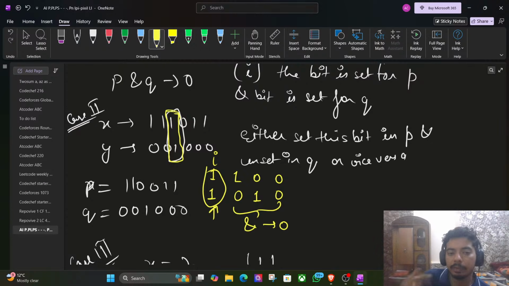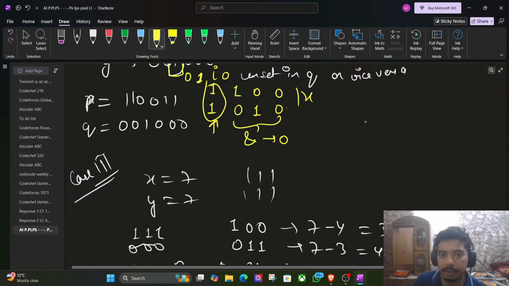So how can we remove this one? We have one approach: put 1 here and 0 here, or put 0 here and 1 here. And why are we not putting 0 zeros? Because if we put 0, the value of the number will decrease, correct? Both of the values will decrease, and we have to pay some cost for that.